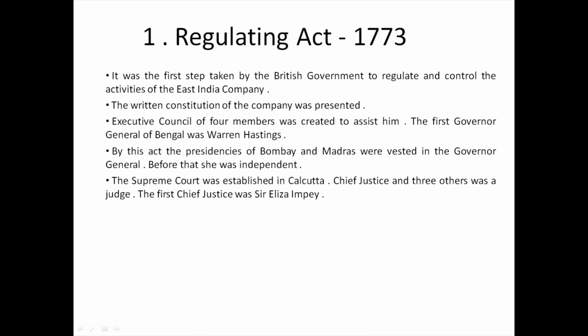One. Regulating Act 1773. It was the first step taken by the British government to regulate and control the activities of the East India Company. The written constitution of the company was presented. An Executive Council of 4 members was created to assist him. The first Governor-General of Bengal was Warren Hastings.